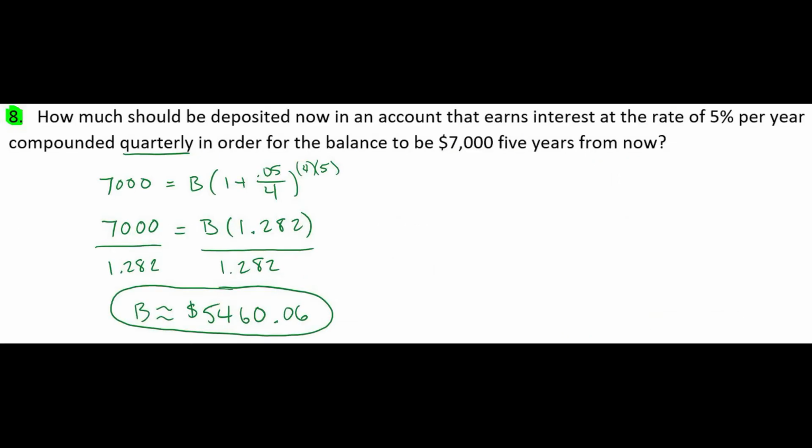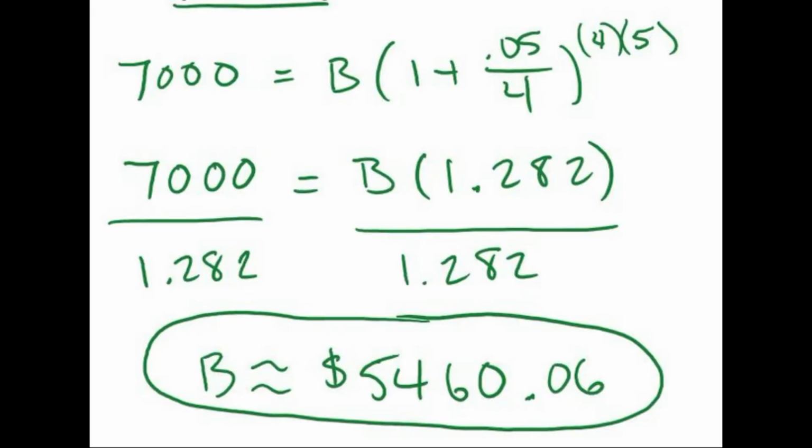Now, number 8 is the more sophisticated exponential growth model that we had. This is the one that's talking about compounding different amounts. So for this one, it says: How much should be deposited into an account that earns an interest rate of 5% compounded quarterly, which means 4 times per year, in order for the balance to be $7,000 5 years from now?